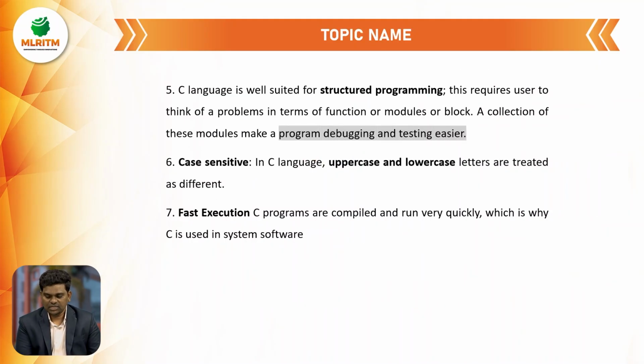Coming to the next feature, C is a structured programming language, because it allows functions. Functions are also called modules. When you write a program using functions, it provides more clarity, and a collection of these modules makes program debugging and testing easier. So with structured programming, you can easily debug and test the program. These are the two advantages of structured programming.